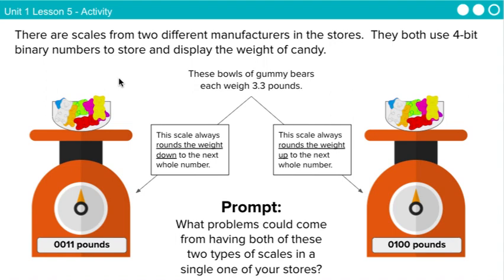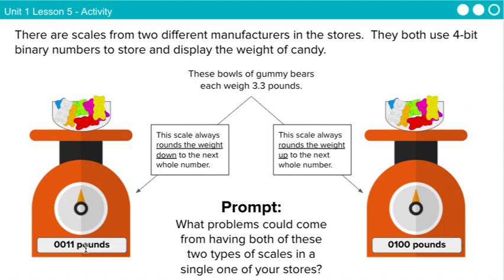These scales are from 2 different manufacturers in the stores. They both use 4-bit binary numbers to store and display the weight of candy. The bowls of gummy bears each weigh 3.3 pounds. This scale right here always rounds the weight down to the next whole number. And if you use your flippy-do, you'll see what that whole number is.